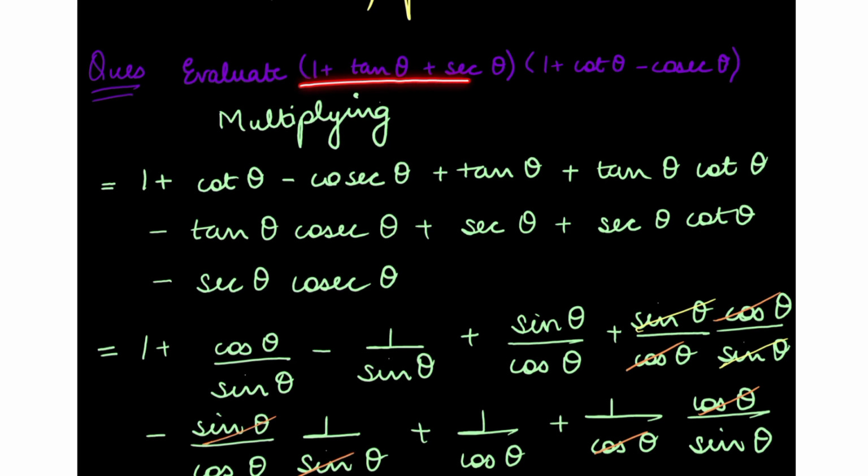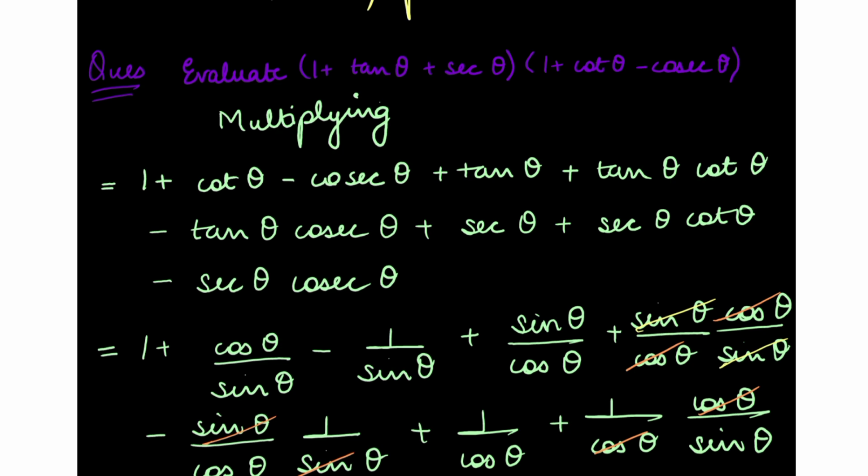Evaluate 1 plus tan theta plus secant theta into 1 plus cot theta minus cosecant theta. We need to evaluate. We do not need to prove. Evaluate, most of the time when there are questions of evaluation, we mostly get an integer as an answer. So let's see what we will get.